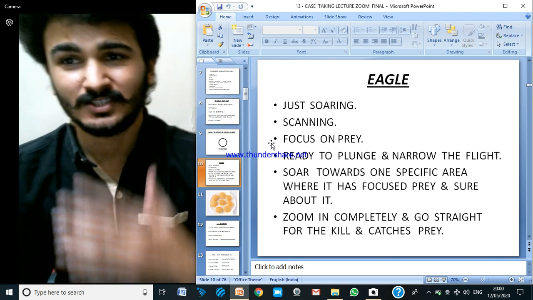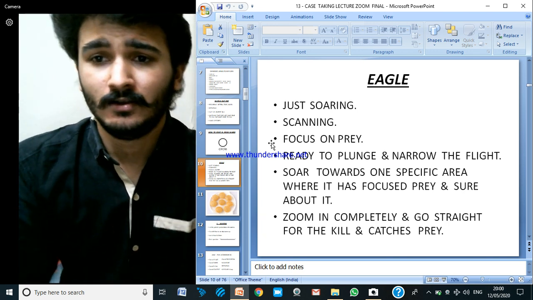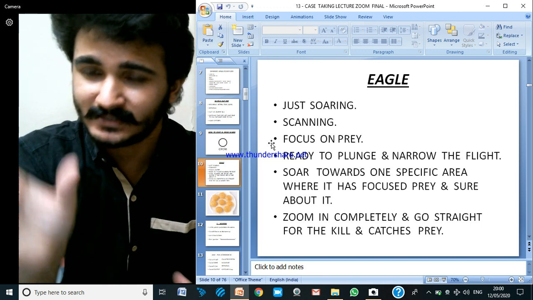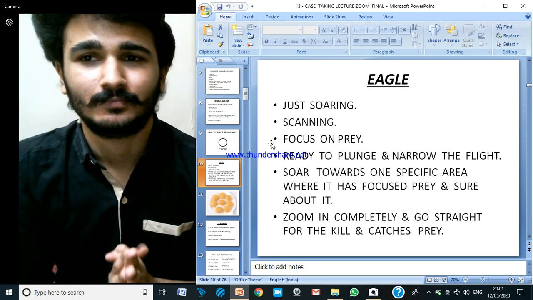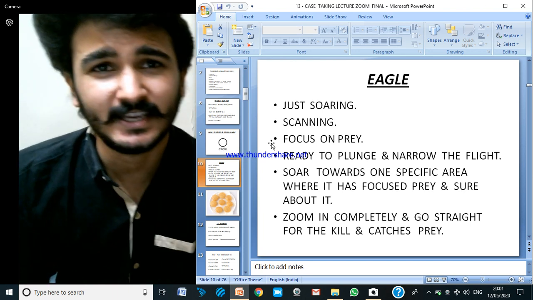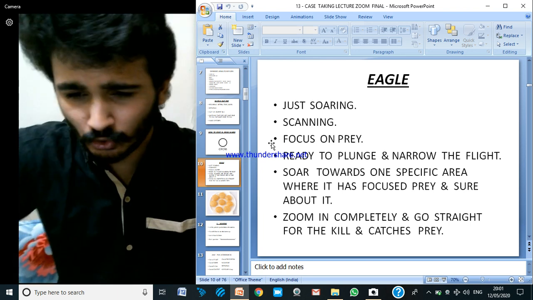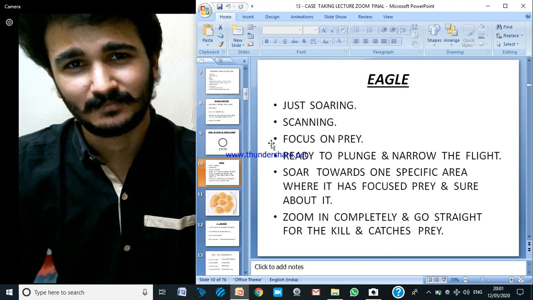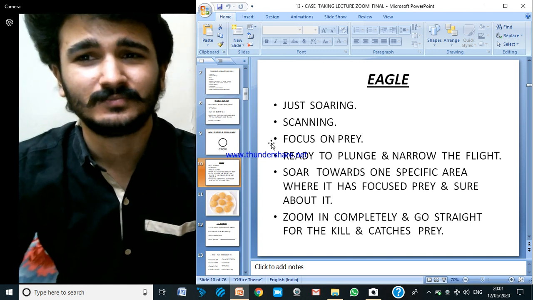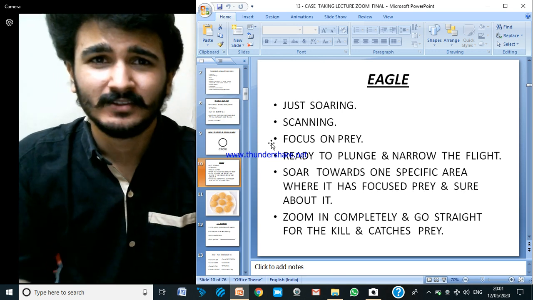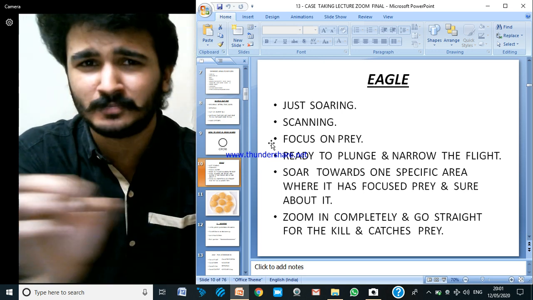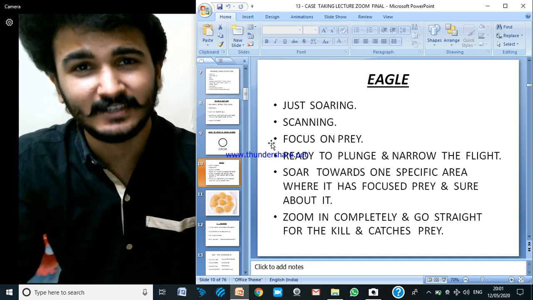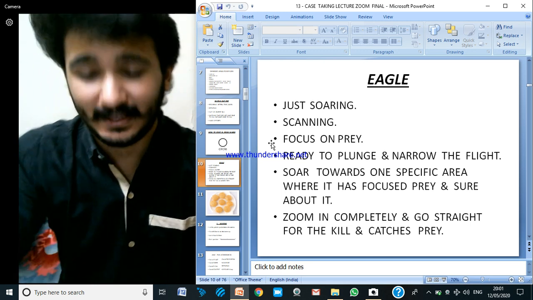So now, this is the technique, this is the systematized way in which you can do case taking. It is the mapping being done which will help you. So, the eagle way. What is the eagle way? What does the eagle do first? It just soars in the air. It doesn't do anything, just soars and soars for some time. It scans what is happening down on the ground. And then it focuses on its prey. It marks its prey and focuses on it. Once it is confirmed, once it is sure, it narrows down its flight, goes a little down, zooms in on it, and then grabs and kills it.